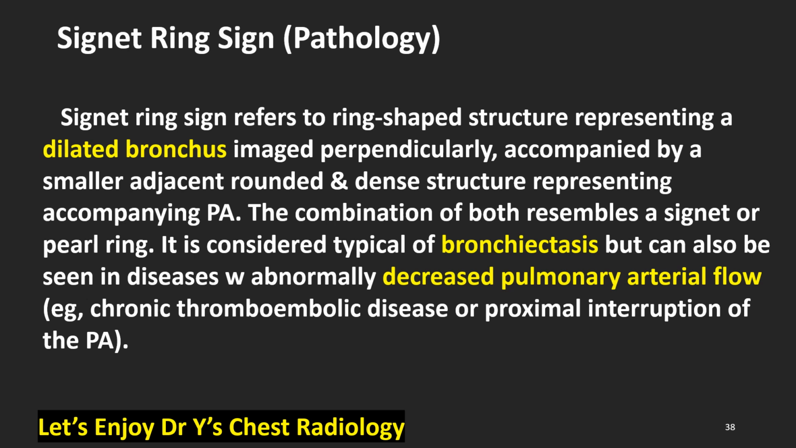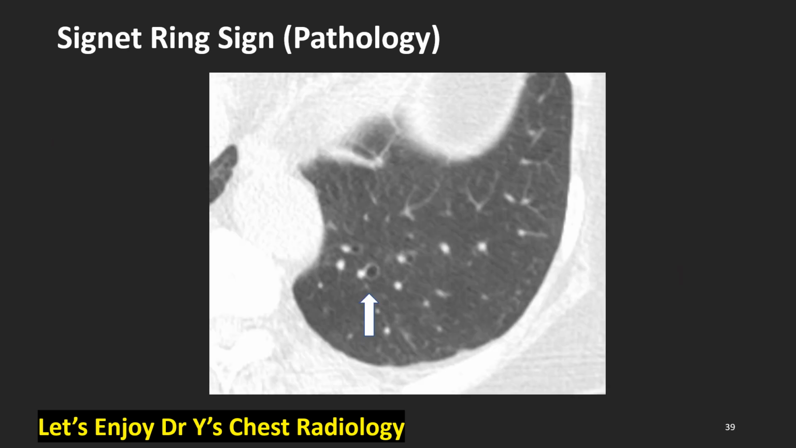It is considered typical of bronchiectasis, but can also be seen in diseases with abnormally decreased pulmonary arterial flow, for example, chronic thromboembolic disease or proximal interruption of the pulmonary artery. Arrow indicates a signet ring sign of bronchiectasis in left lower lobe.